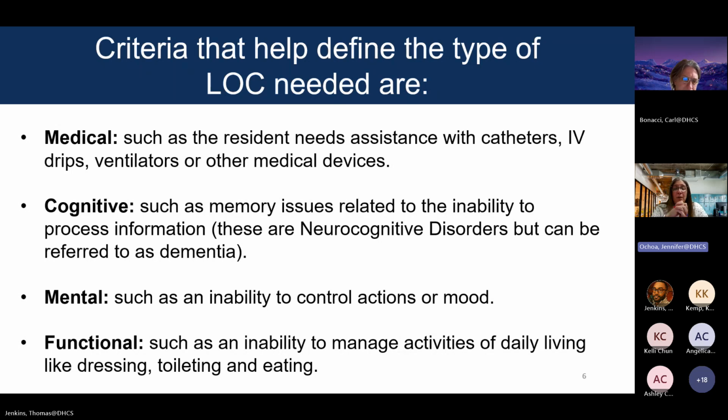Some individuals may have cognitive issues. Now, this is not an individual who only has cognitive issues. We're going to talk about neurocognitive disorder, primary or only diagnoses later, but this is for individuals that have memory issues related to the inability to process information, but not where it is the primary or the only focus of care. The third definition is the mental, which is the inability to control actions or mood, experiencing thought disorder.